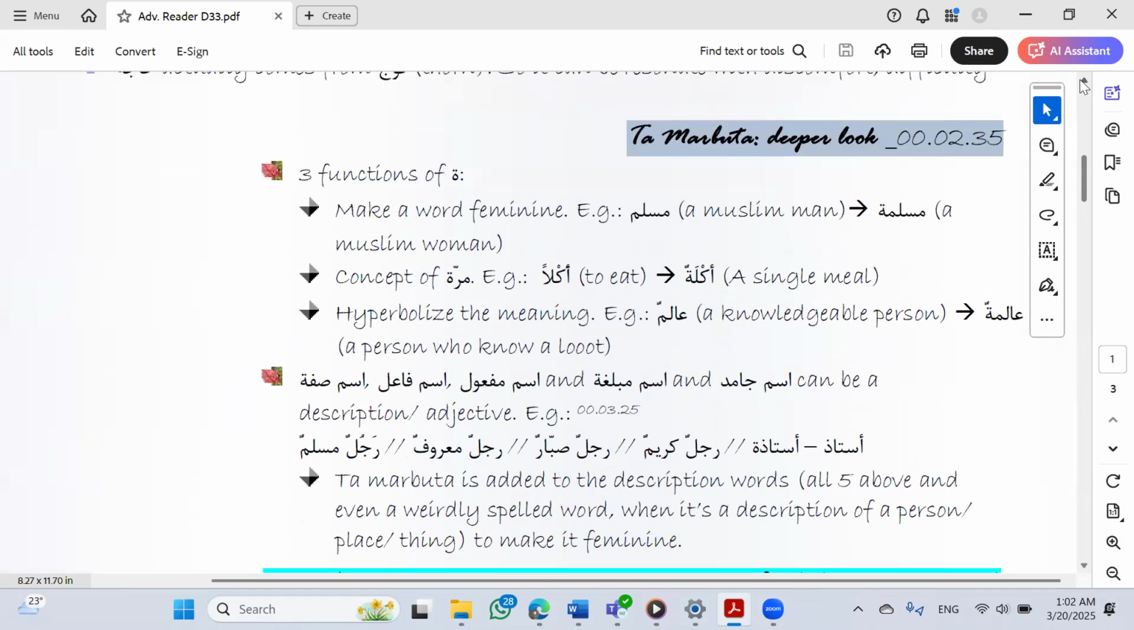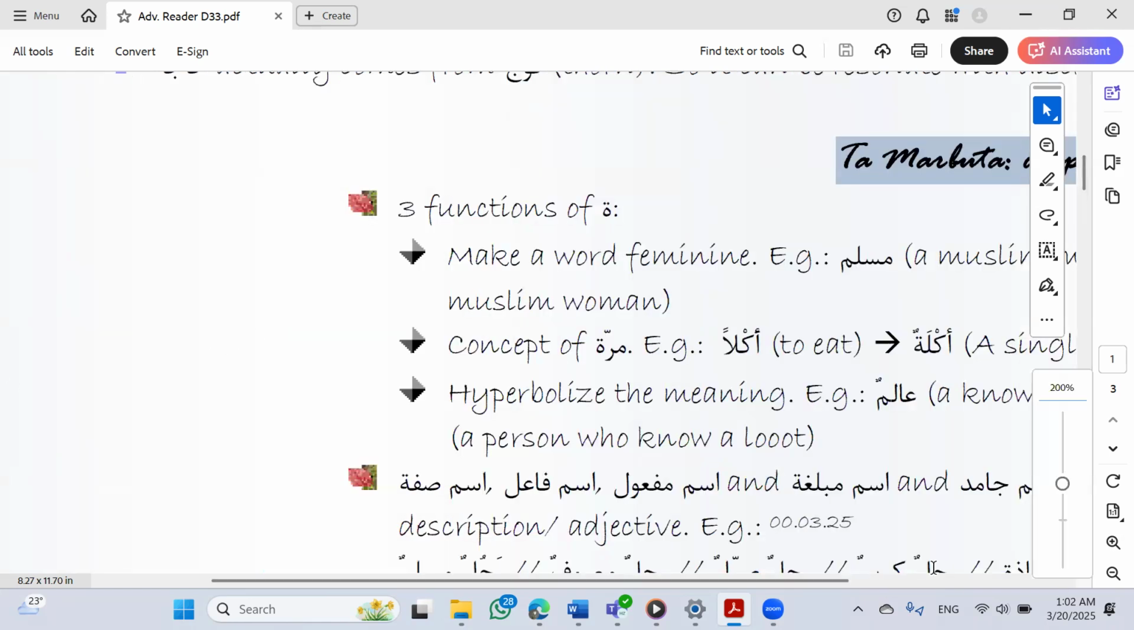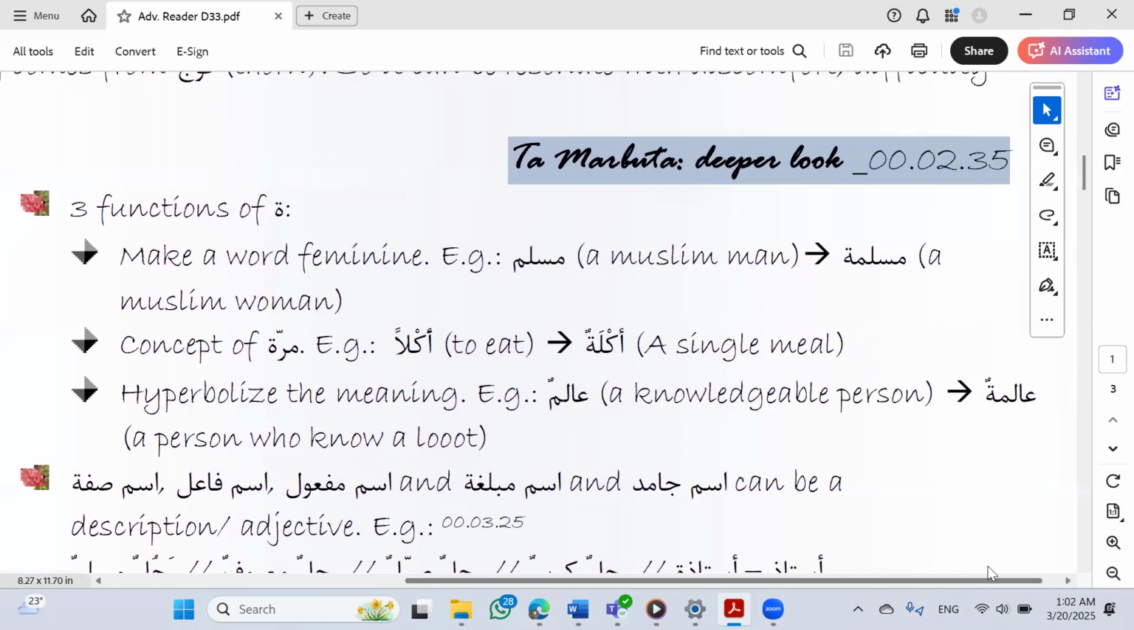I would say that the marbuta concept is very advanced because it's very subtle and so detailed. We need to be careful with this. So, three functions of marbuta: make a word feminine. Like Muslimun, a Muslim man, we add the marbuta, it becomes a Muslim woman. The concept of marra, for example, aklan, to eat, becomes aklatun, a single meal.